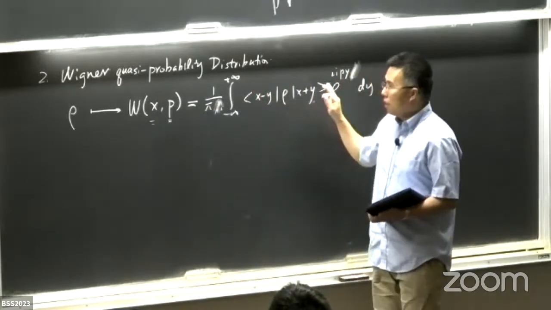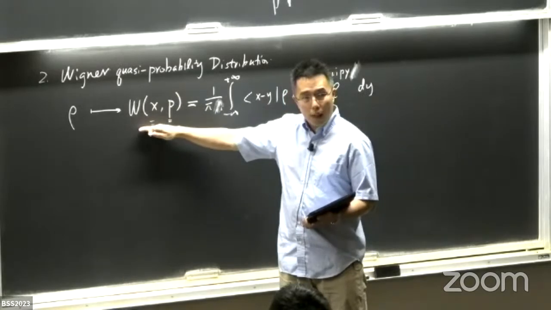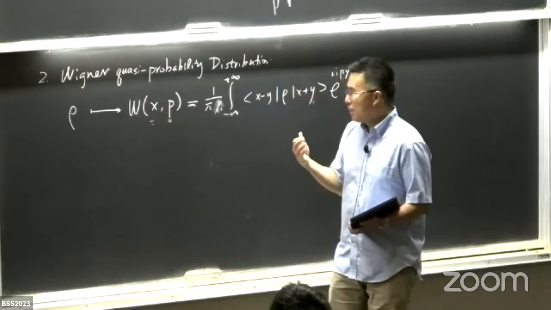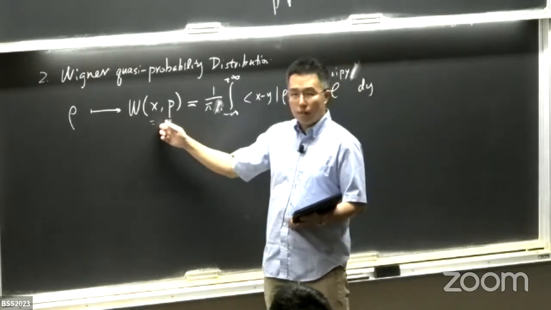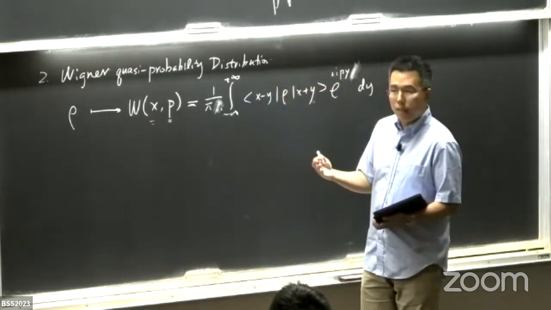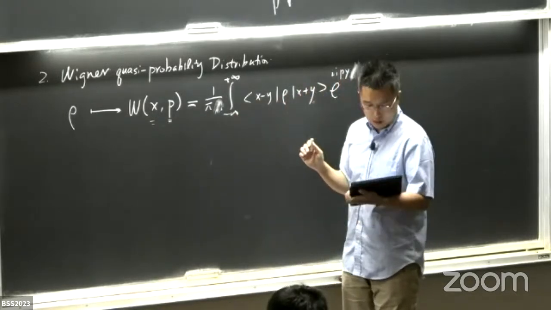By definition, the entire integral over this distribution will give you a value equal to 1. That says it has a property similar to a distribution. However, this function may not be positive definite. So there's some negativity in the Wigner function that would indicate its unique quantum state.